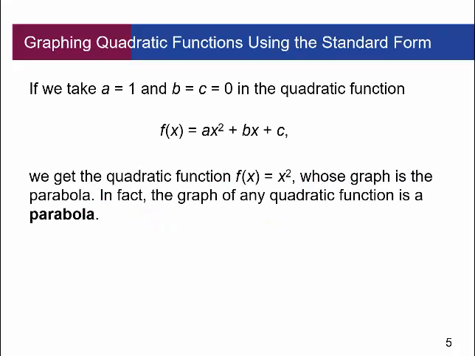Okay, so if we take a equal to 1, this coefficient here is equal to 1, and we set b and c equal to 0, you're going to get the quadratic function f(x) = x², because the b and c will go away. This graph is just a parabola, so that's a U-shaped graph. In fact, the graph of any quadratic function, no matter what the values of a, b, and c are, as long as a is not equal to 0, is also going to be a parabola.